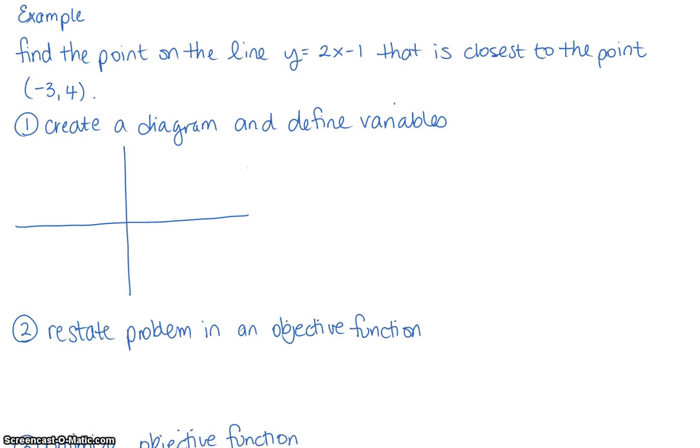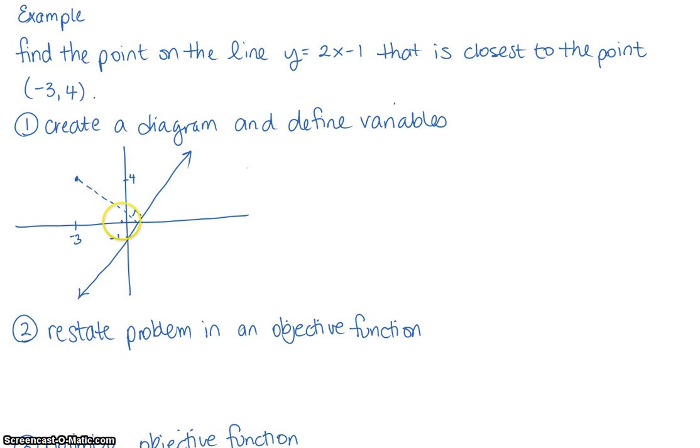For this particular problem, we're trying to find the shortest distance between the line y equals 2x minus 1 and the point negative 3, 4. So if we actually put negative 3, 4 on our graph, we have a point here. And our line goes through negative 1 and has a slope of 2, something to that effect. We're trying to find the closest point that exists on this line here. So ultimately, we can infer that it's going to have to be the 90-degree point.